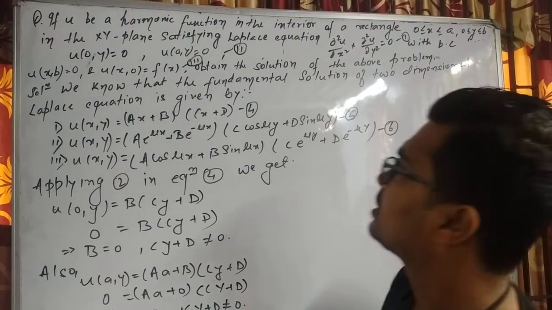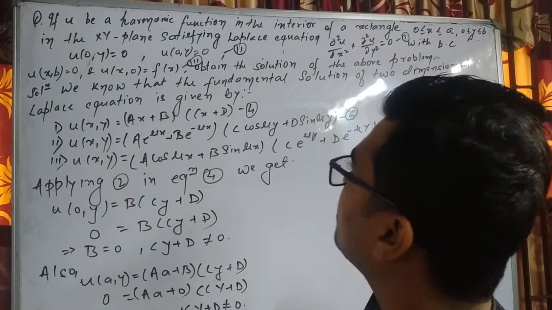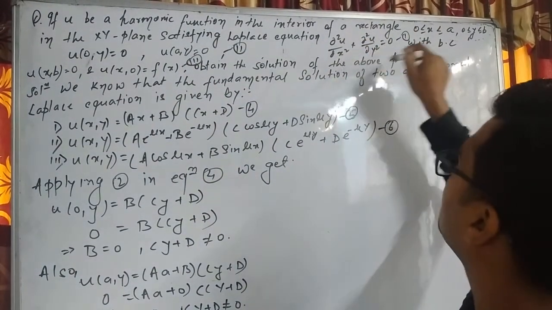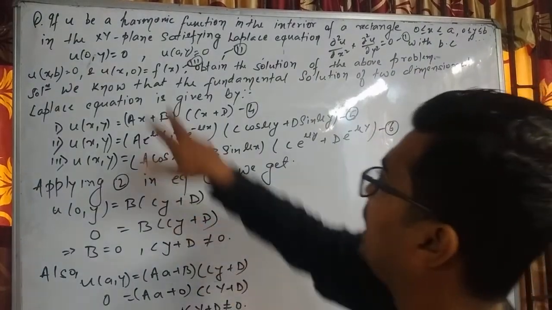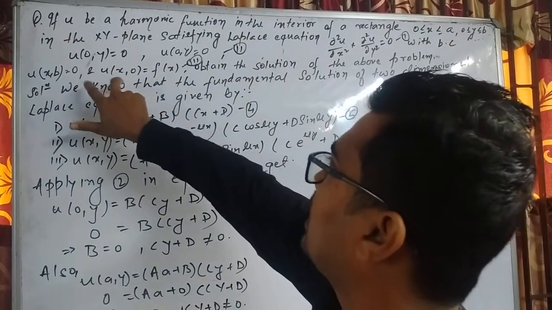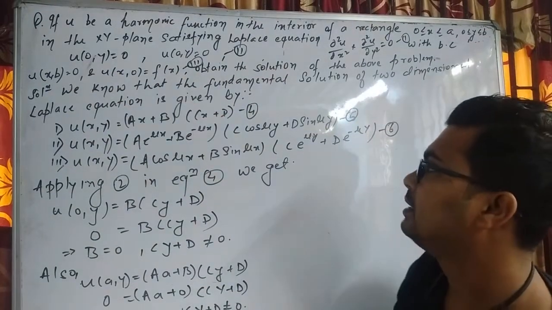Now we have to find the solution of the above problem with these 4 boundary conditions. So we'll take the Laplace equation as equation number 1, the first 2 boundary conditions as equation 2, and the last 2 boundary conditions as equation 3.